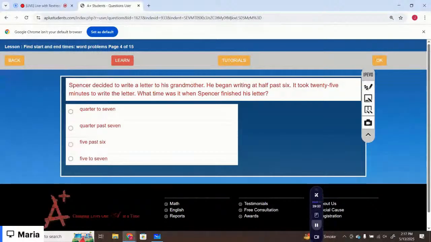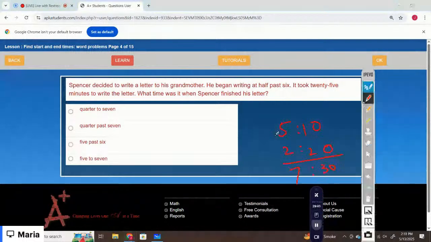Spencer decided to write a letter to his grandmother. He began writing at 6:30. It took 25 minutes to write the letter. What time was it when Spencer finished his letter? 25 minutes, right? So that would be 6:55.